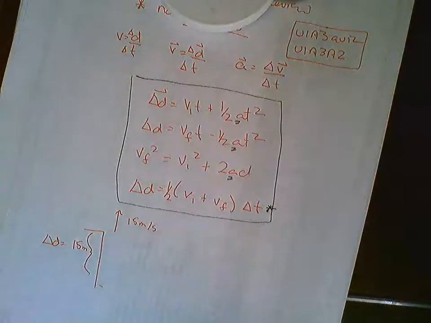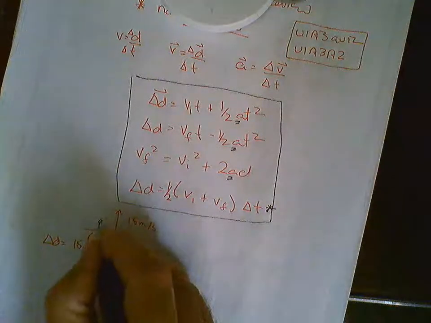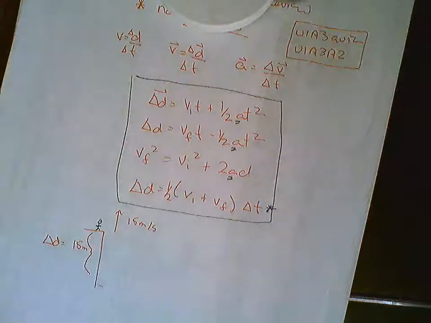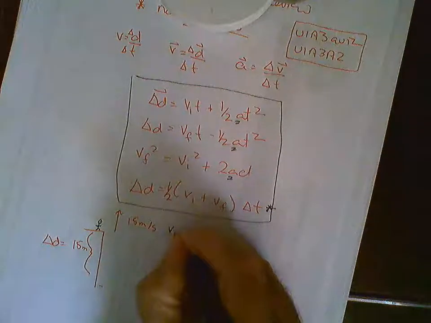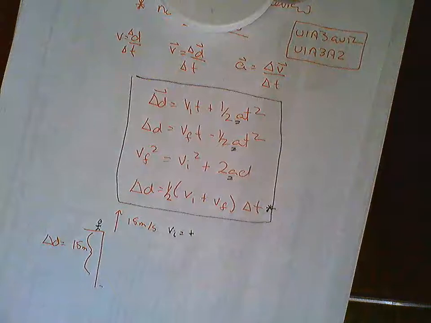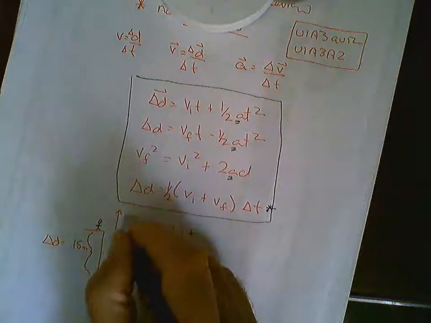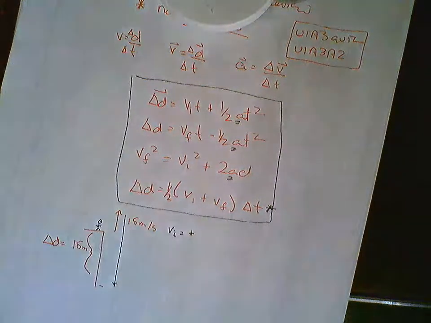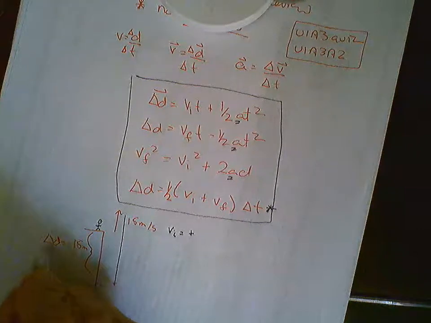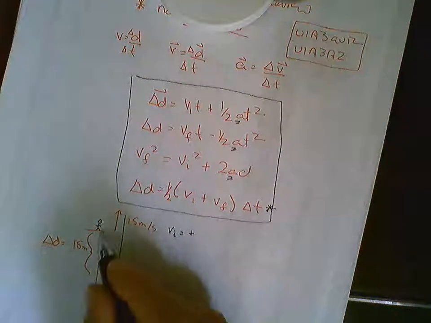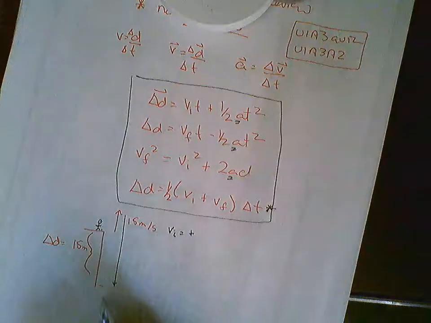So what they talk about in the problem is that there is a person standing on a cliff and they throw a ball upwards at 15 meters per second. So this is V initial right here, and it's positive. Anything going up is positive, anything going down is negative. So the ball's going to go up, it's going to come back down, and they say it travels down 15 meters to the person who's down below. Now, notice the symbol delta D, change in distance. The change in distance is from here, from the person to the bottom.